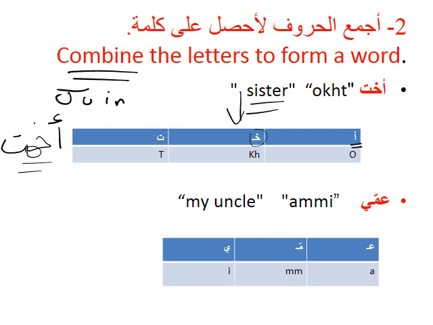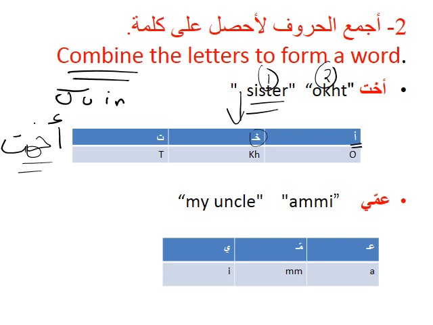The first step is that we have to read the word in the English language, which is sister, and then read it in the Arabic language, which is أخت, and then we have to look at the table in order to be able to join the letters to form a word, as we talked about in the first item. Let's go now to the second item.